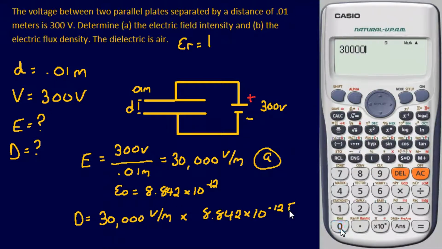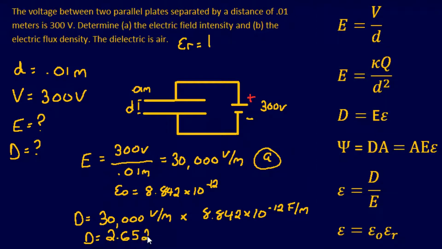Okay, that's farads per meter. So that gives us a final answer of D equals 2.652 times 10 to the negative 7. That's coulombs per meter square. So that would be B.